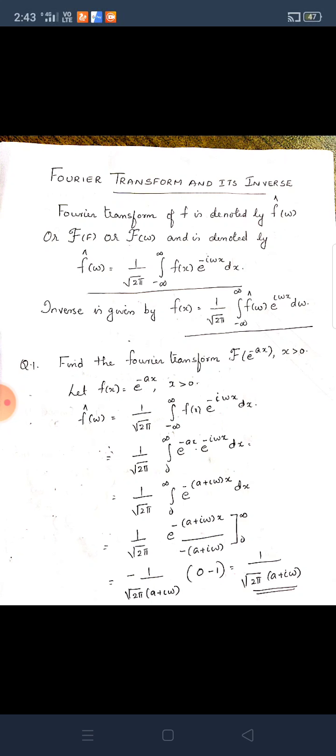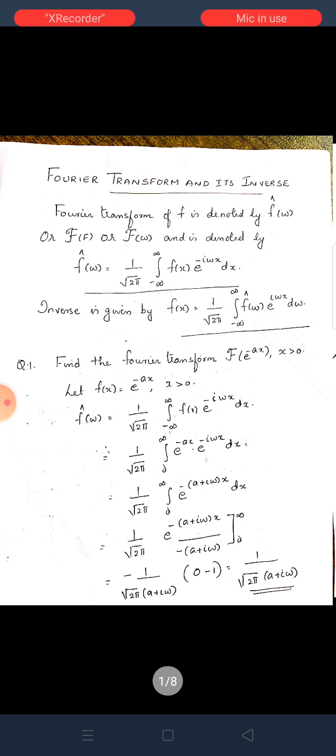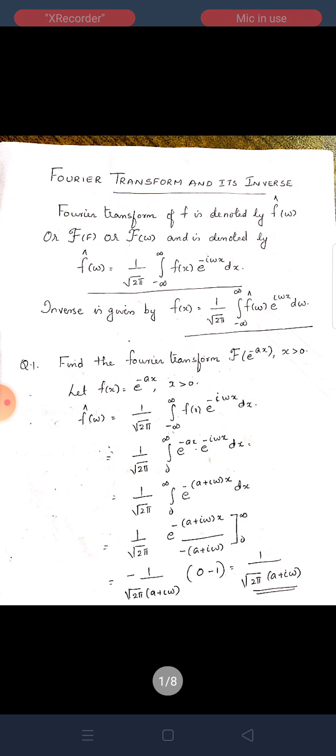So the Fourier transform equation is F cap omega equal to 1 by root of 2 pi integral from minus infinity to plus infinity f of x e raised to minus i omega x dx. Now we replace f of x with e raised to minus ax. So we will get 1 by root of 2 pi integral, and here x is greater than 0, so instead of minus infinity to plus infinity, it becomes 0 to infinity, e raised to minus ax, e raised to minus i omega x dx.